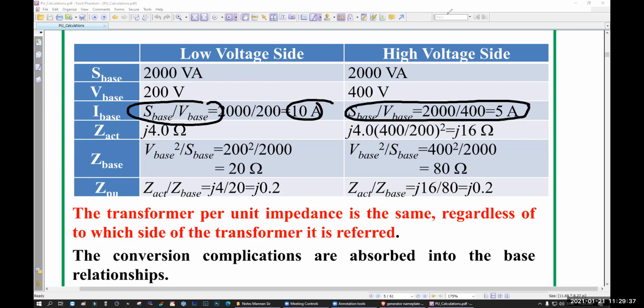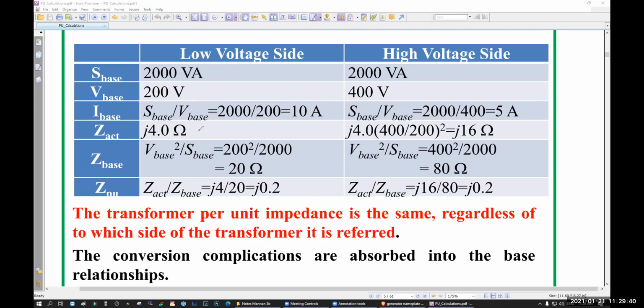Power has to be taken as the same. Okay, now this is your Z actual, that is 4.0. According to that formula, what will happen? So 16j ohm, that is your high voltage side impedance. Now what about your Z base? Z base will be what? V square divided by S base. So V square is 200 square divided by S is 2000, that is 20 ohm. What about your high voltage side? 400 square divided by 2000 is 80 ohm.